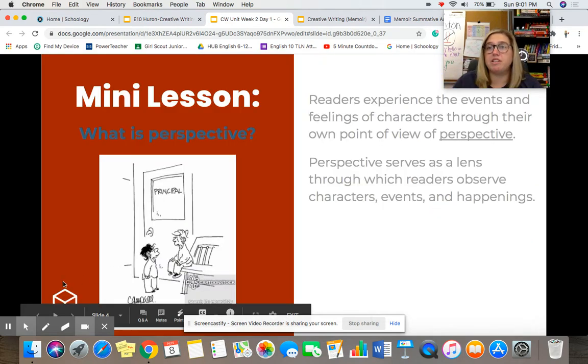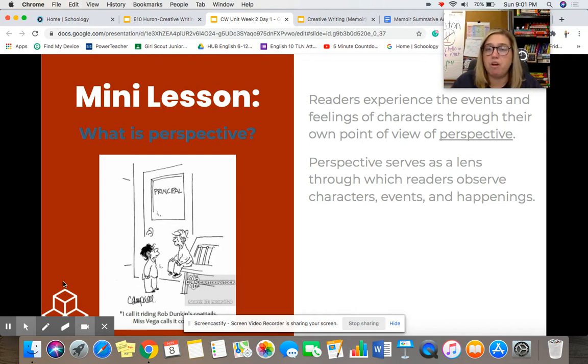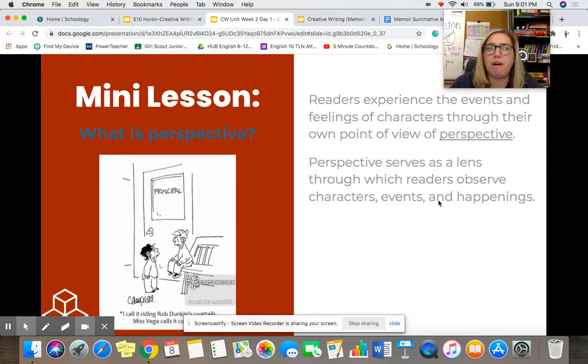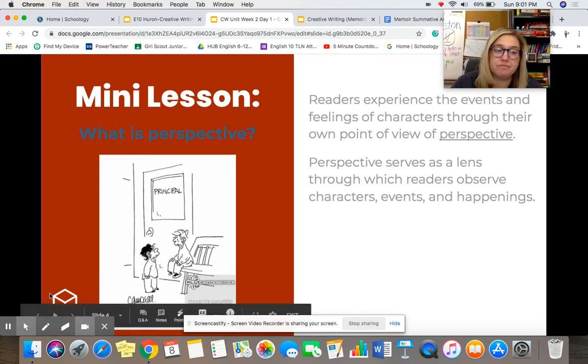Okay, so our mini lesson for today is on perspective. Readers experience the events in a memoir and the feelings of characters through novels through their own perspective. As you can probably already see in what you've read in The Color of Water so far, everything from James' perspective kind of looks one way, and everything from Ruth's perspective kind of looks another way. This is the lens that they are telling their story about their life to us. This is how they observe characters, events, happenings, how they feel their feelings. All of that is perspective, okay?